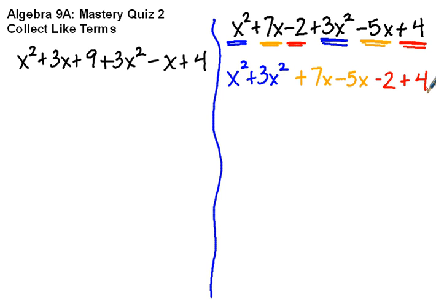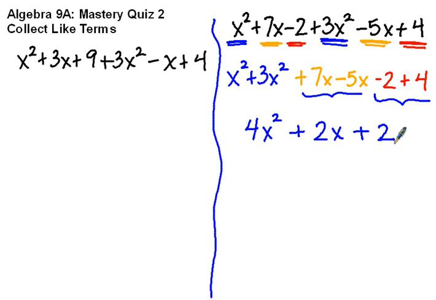Now we get to add. This one's the easy part. x squared and 3x squared all together makes 4x squareds. There's one of them here. There's 3 of them there. Now there's 4 of them. Then we have 7x and a negative 5x. A positive 7 and a negative 5 makes a positive 2x. Last, we have a negative 2 and a positive 4. Negative 2 plus 4 is positive 2.